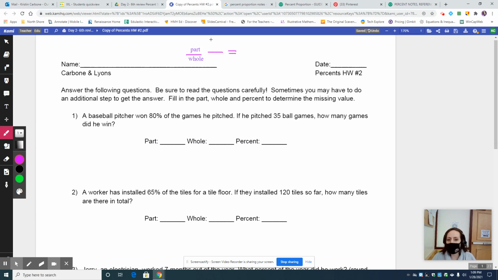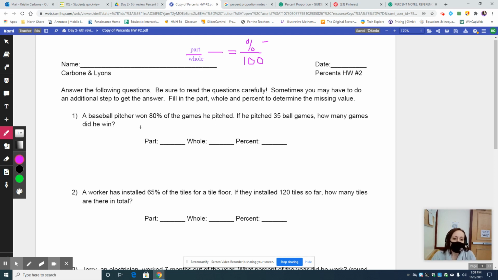On the left-hand side, we had the part and the whole in relation to the problem. And on the right-hand side, we had whatever percent they gave us over 100, because it's a percentage, or a part of 100%. So we're going to use that information to answer our questions today in the homework.